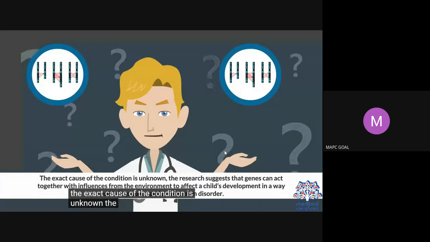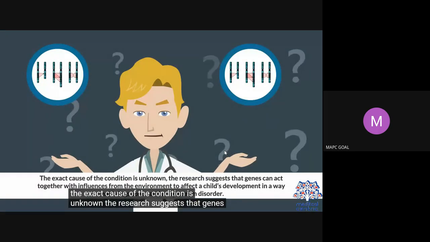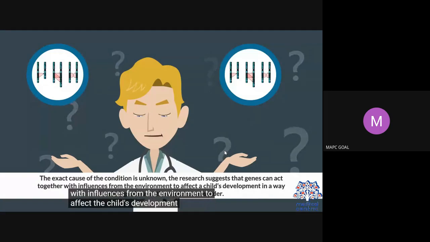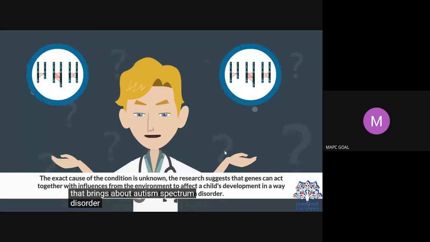Causes. The exact cause of the condition is unknown. The research suggests that genes can act together with influences from the environment to affect a child's development in a way that brings about autism spectrum disorder.